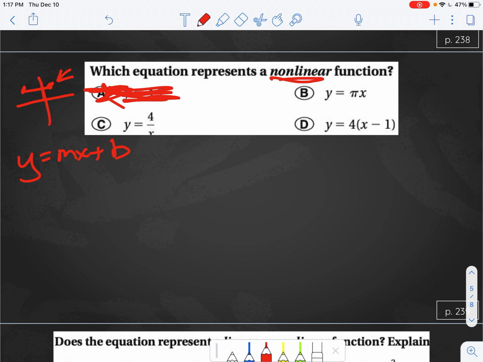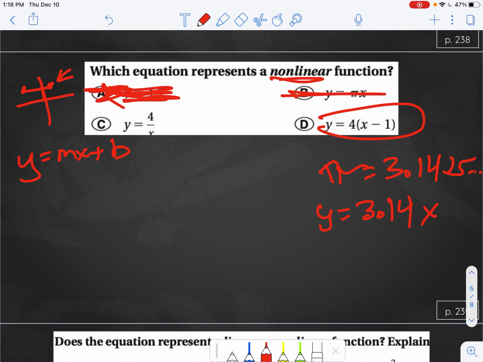Let's look over here at B. y equals pi times x. Well, remember, pi is just a number. So we could say y equals, if we're rounding, 3.14 times x. Well, that works. That still would give us a consistent slope the whole time.